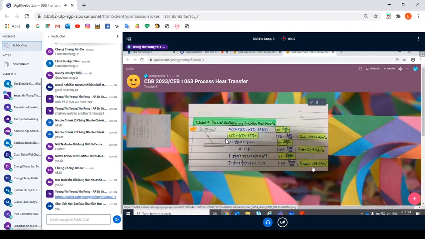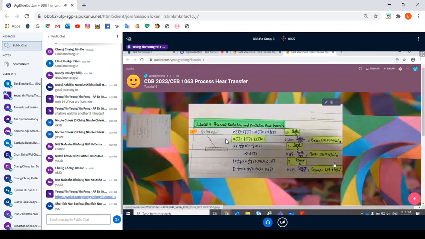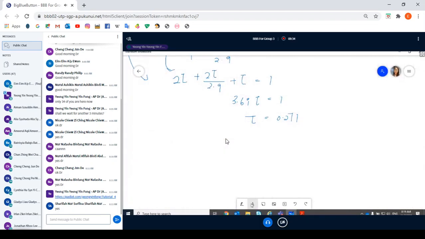So this answer is correct. Those students, you can compare your answers over here. For the rest of the students, I will continue over here as well. You can see either the whiteboard or the Padlet that shares answers.